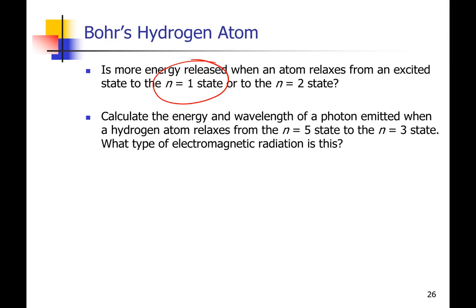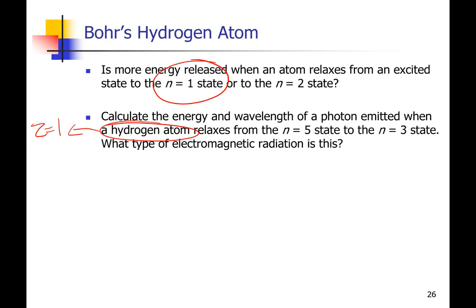For the second example, we do need to run numbers. So here we're being asked to calculate the energy and wavelength of the photon emitted when a hydrogen atom, and that's an important point, relaxes from n equals 5 to n equals 3. Why is it important that we're talking about hydrogen? Because that tells us the number of protons. So because we're talking about hydrogen, we're talking about an atomic number of 1, a plus charge of 1 for the nucleus.